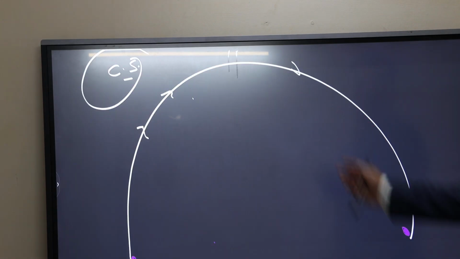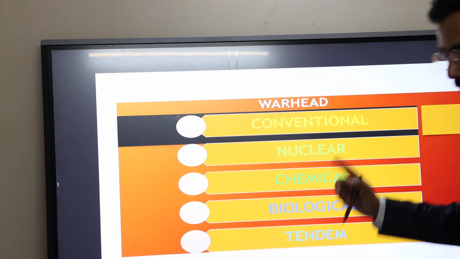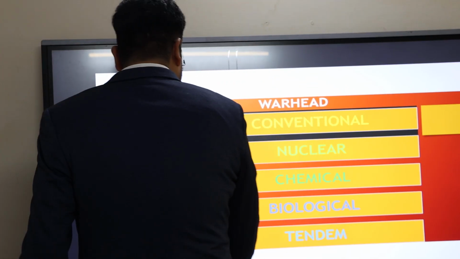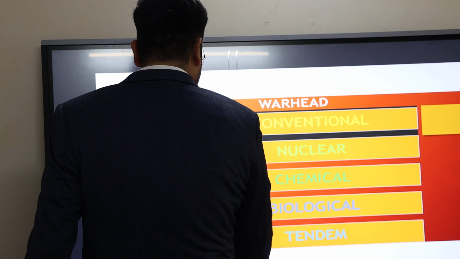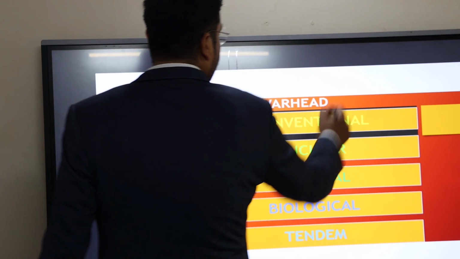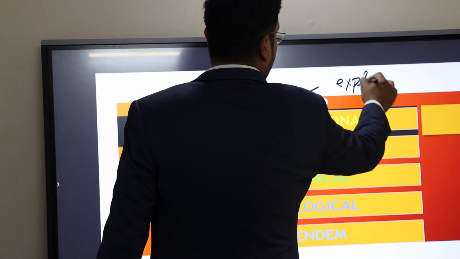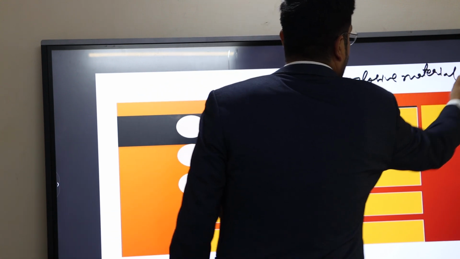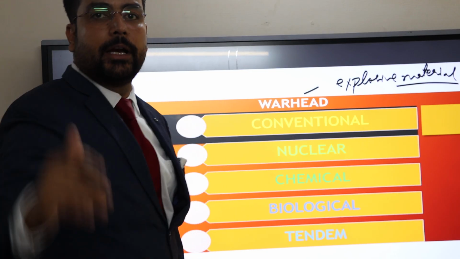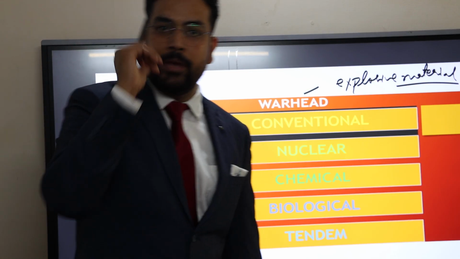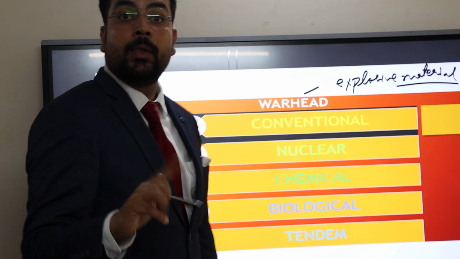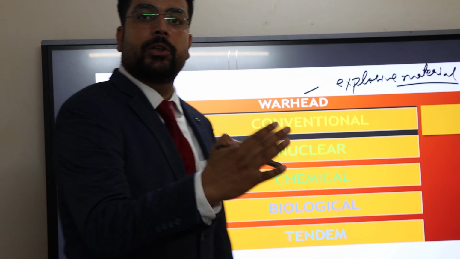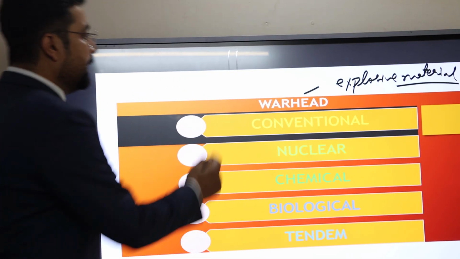And the last but not the least is the warhead chamber or warhead system. What is a warhead? A warhead is an explosive material utilized to blast or hit the target, or to kill the target of the enemy set by a particular country or a group.